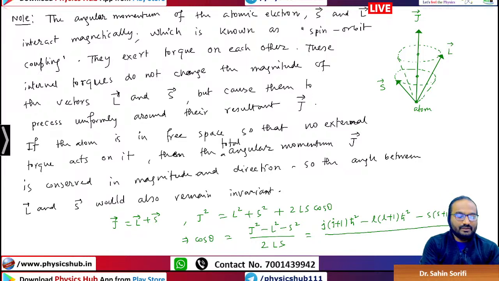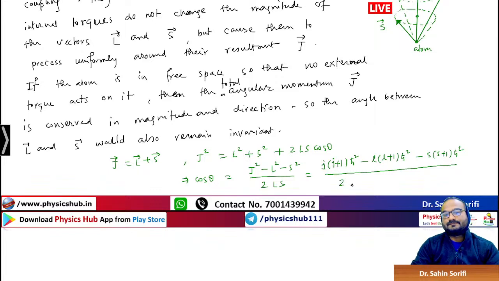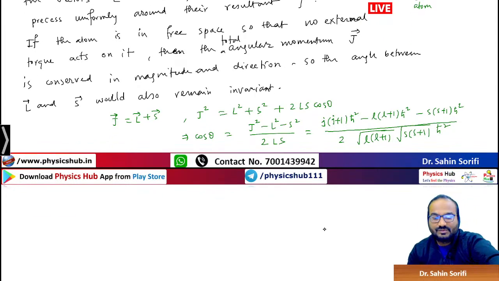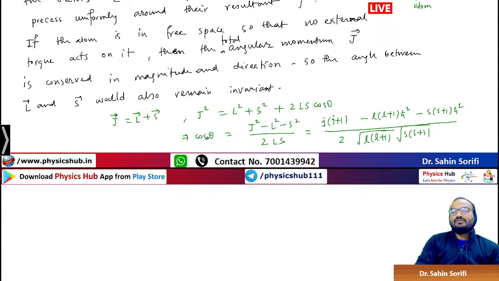So you can see what is happening. Okay. So if I remove this h cut square from all the terms, the value of cos theta is a constant, right? It will give you a constant value. So theta is equal to constant. Right? Clear?